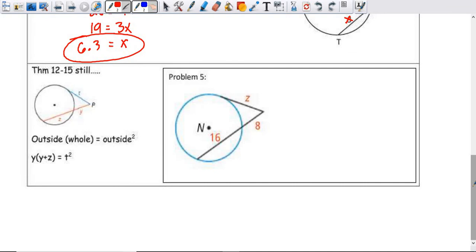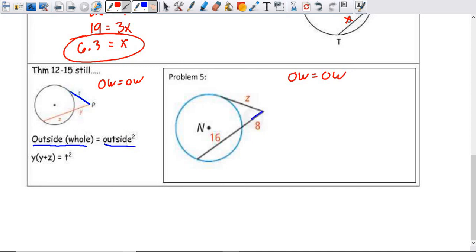All right, so the last theorem we're going to talk about is still outside times whole equals outside times whole. I still use it that way. So OW equals OW. The only difference is if you notice this line right here, there's not an inside, so therefore you can't really do the whole the way that you want. They tell you to use outside times whole equals outside squared, same thing. And then, of course, you see that. So here's what I would do, is I would still use the outside times whole method. It's the same thing. You just got to realize what's the outside, what's the whole.